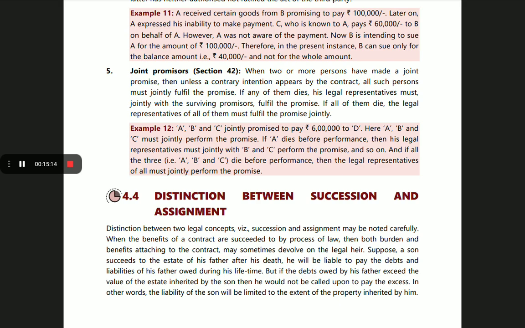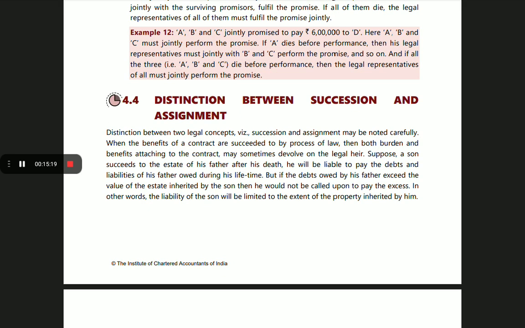Distinction between succession and assignment. The distinction between the two legal concepts, succession and assignment, may be noted carefully. When the benefits of a contract are succeeded to by process of law, then both burden and benefits attaching to the contract may sometimes devolve on the legal heir.